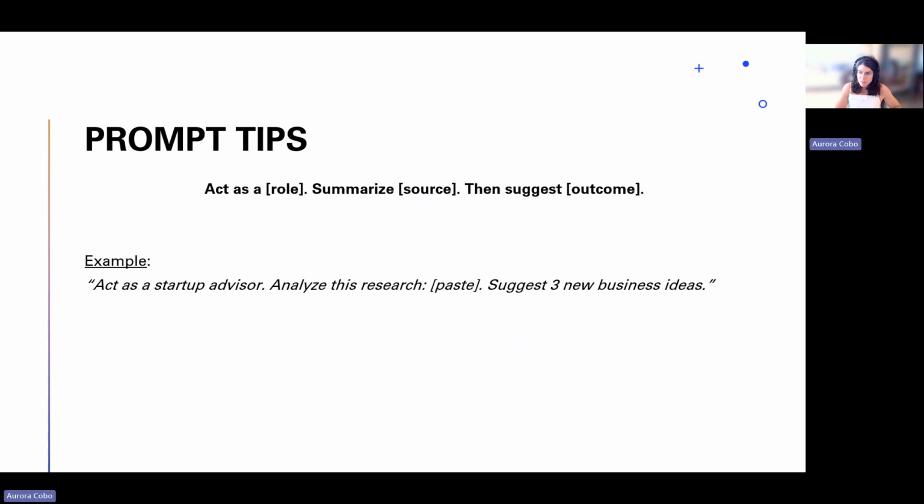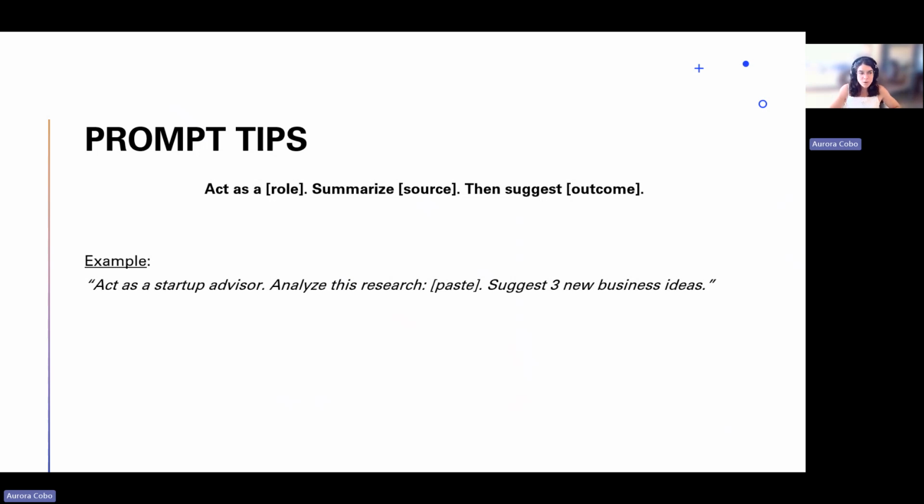Let's think about how we could create this prompt to obtain the insight that we want. For that, there are different tips that we can use. This is one example of a prompt tip. You can put "act as" a role that fits your needs and your context. After that, you can put "summarize", and in the source, you can write all the content that you have, for example, the one generated by Perplexity.